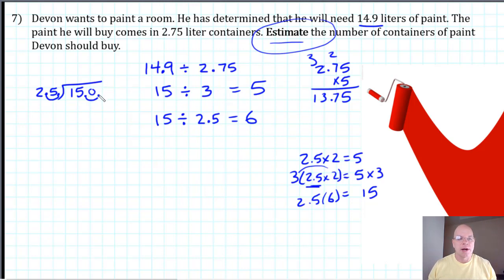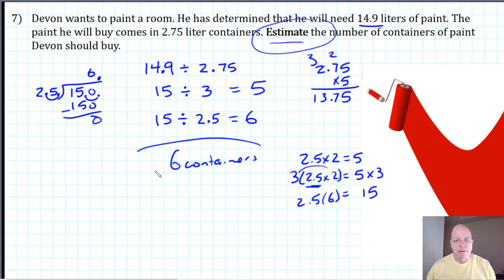But my decimal is here now in my dividend, so I line it up in my quotient. How many 25s are in 150? 4 25s makes 100, and 2 more for the 50, so 4 and 2 is 6. And so 6 containers of paint is a good estimate in this case.